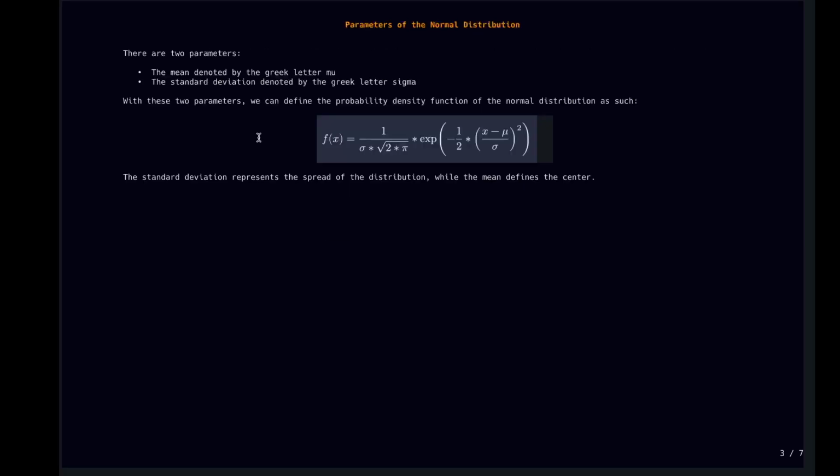For the parameters of the normal distribution, we have two parameters: the mean, denoted by the Greek letter mu, and the standard deviation, denoted by the Greek letter sigma. With these two parameters, we define the probability density function, as the normal distribution isn't drawn arbitrarily. We use a mathematical formula for it. And you can see here we have the sigma and the mu that are able to define our function. The standard deviation roughly represents the spread, and the mean defines the center.